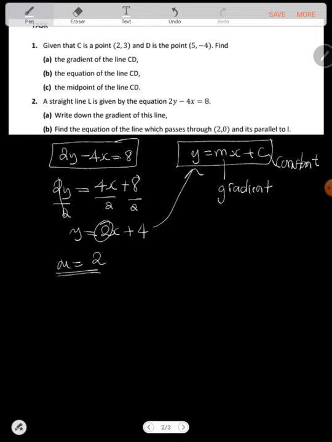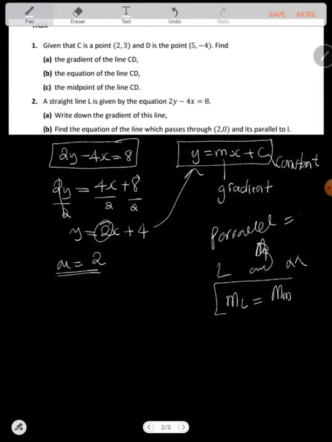Find the equation of the line which passes through (2, 0) and is parallel to line L. Now parallel lines, I talked earlier in the video that parallel lines have equal gradient. So if there's a line, let's call line L and line M. If these are parallel, we are saying the gradient for line L is equal to the gradient for line M. Now since this line is parallel to line L, that means they have the same gradient. Even this line, let's call this line K, has the same gradient too, as long as it's parallel.